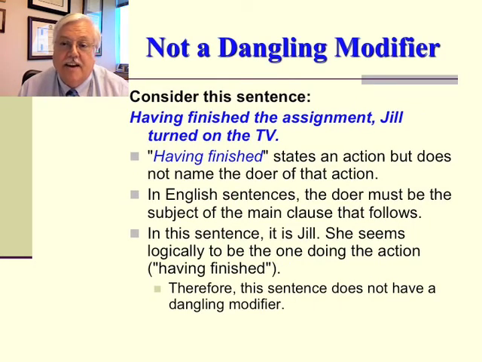Okay, now just to complicate things, take a look at this sentence. Having finished the assignment, Jill turned on the TV. Well, having finished states an action but does not name the doer of that action. In English sentences, the doer must be the subject of the main clause that follows. In this sentence, it's Jill. She seems logically to be the one doing the action, having finished. Therefore, this sentence does not have a dangling modifier.